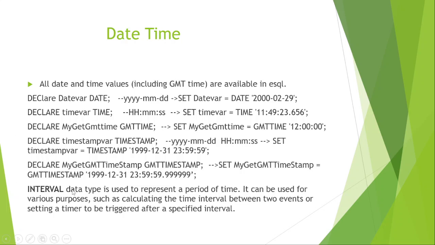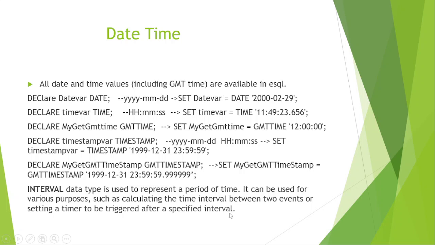Talking about interval, the interval data type is used to represent a period of time. Suppose you want to represent some period like 10 years or 5 years, some interval. Then we use the interval data type. It can be used for various purposes, such as calculating the time interval between two events, or setting a timer to trigger after a specific interval.